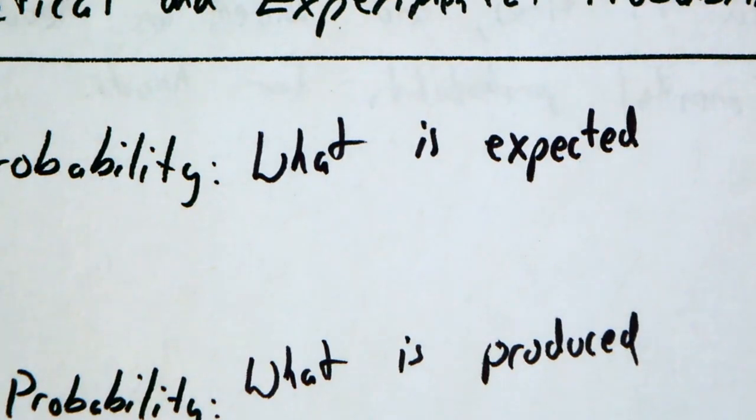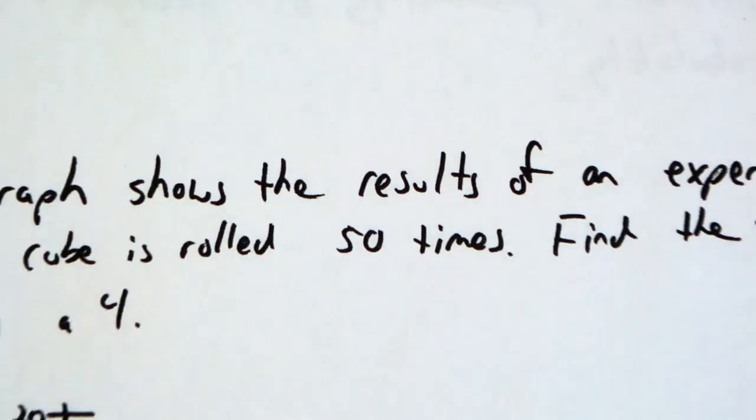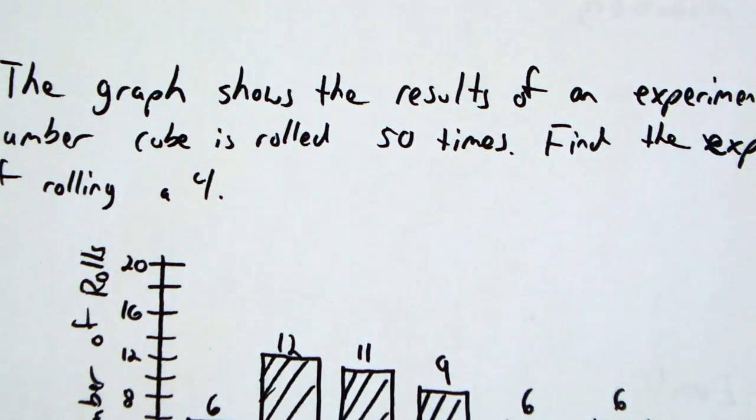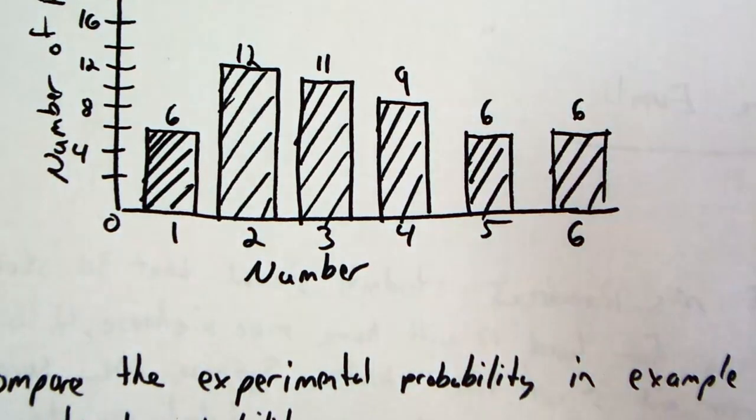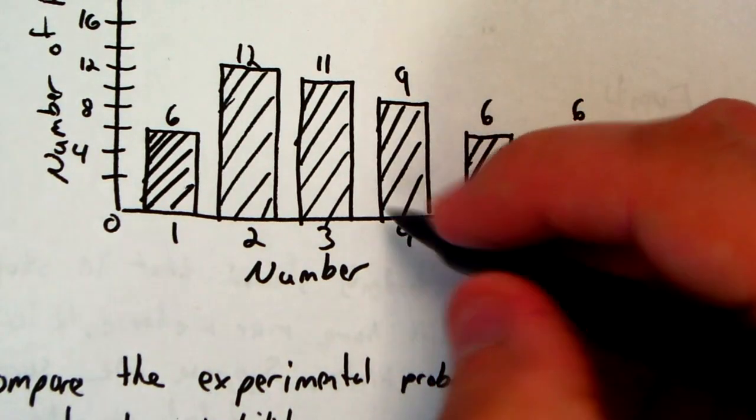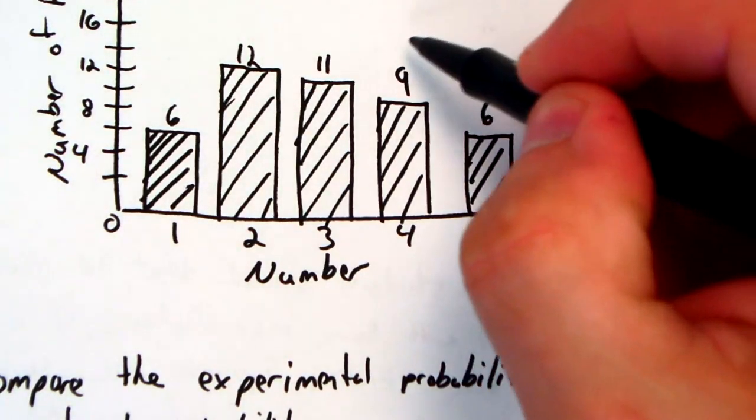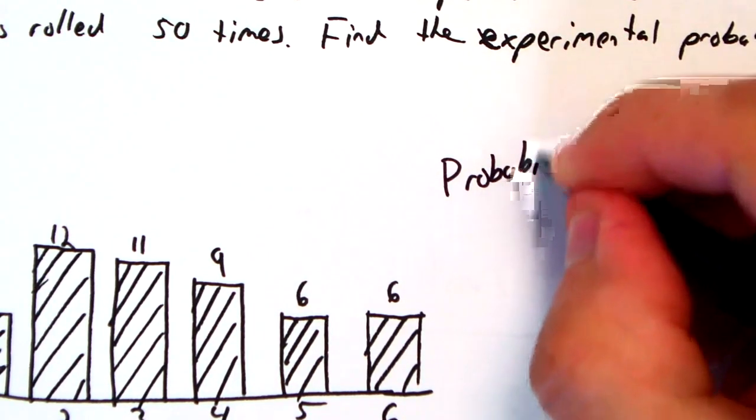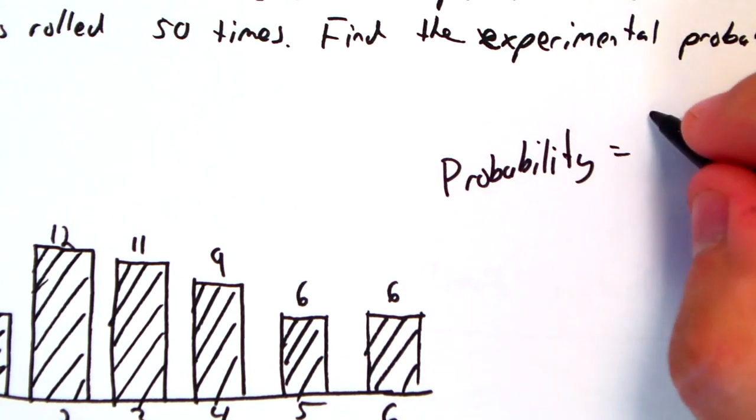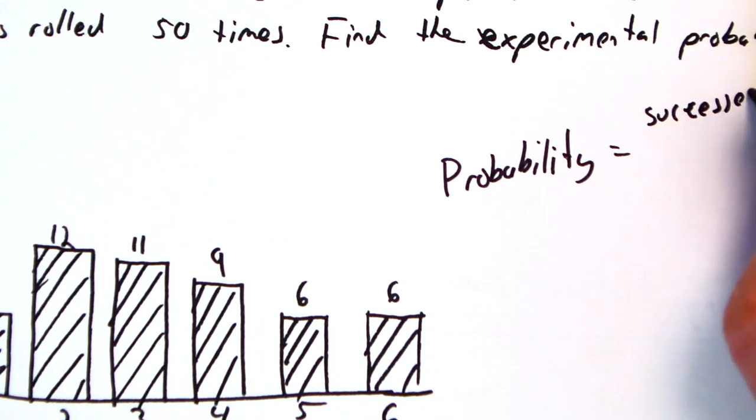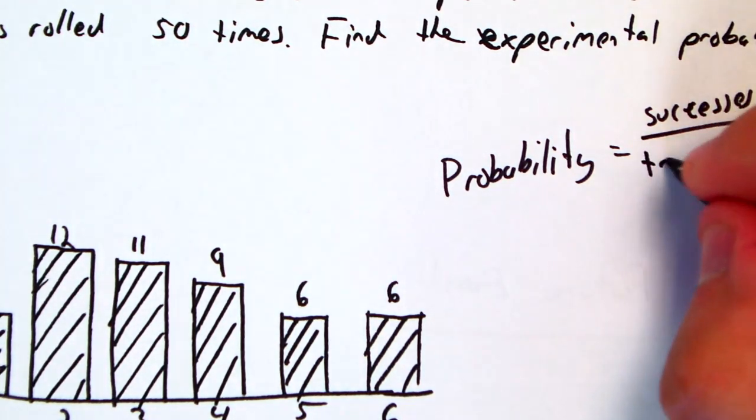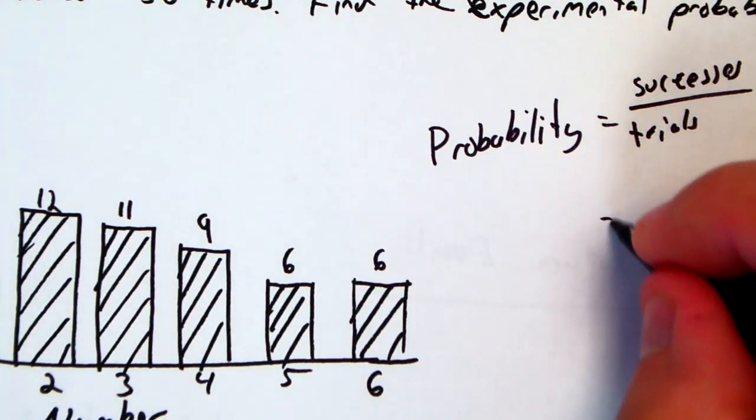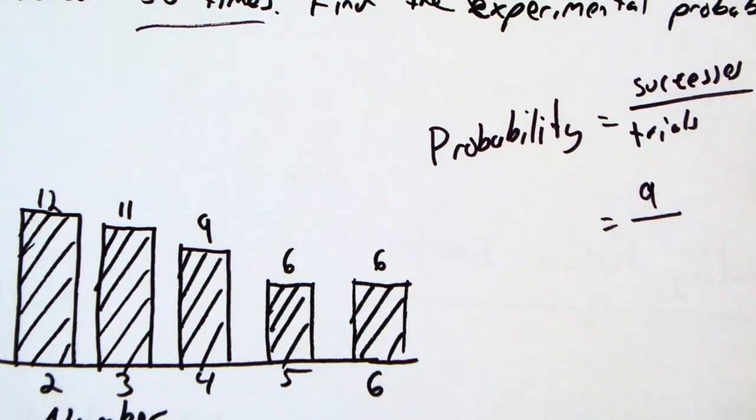So, first example, example 1. It says the graph shows the results of an experiment in which a number cube is rolled 50 times. Find the experimental probability of rolling a 4. So let's look at our chart here. Here's the number 4 that was rolled, and it says it was rolled 9 times. So the probability, again, is equal to successes divided by trials or outcomes. So we had 9 successes where we rolled a 4. There were 50 times that we tried it, so this would be 50.